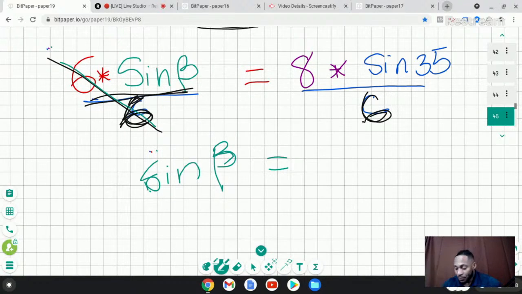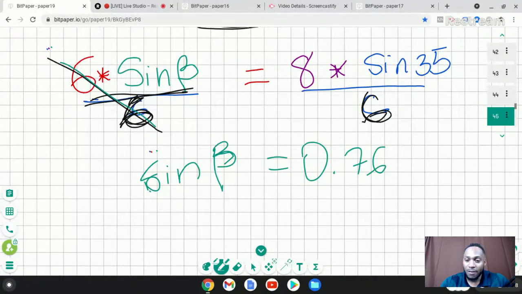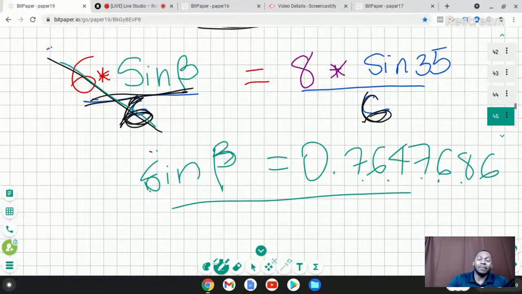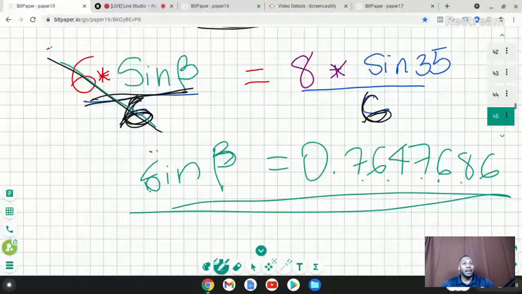And okay, now we get 0.764768. And I'm going to round the last digit, make that a 6. Now, how do we find the angle? If we have sine of an angle equal to some number, how do we find the angle? What's the easiest way to do that in this case?